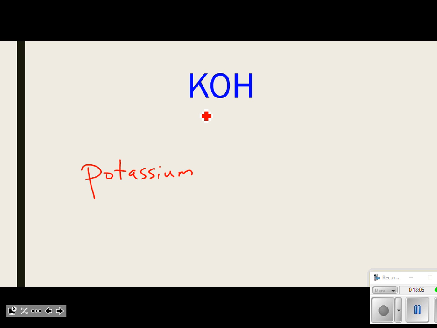Maya, is potassium multivalent? It is not. So do I need a Roman numeral? I do not. What if I would put a Roman numeral? It's wrong. Okay? I do not need a Roman numeral. So I do not put one. What, Ashton, what is OH?